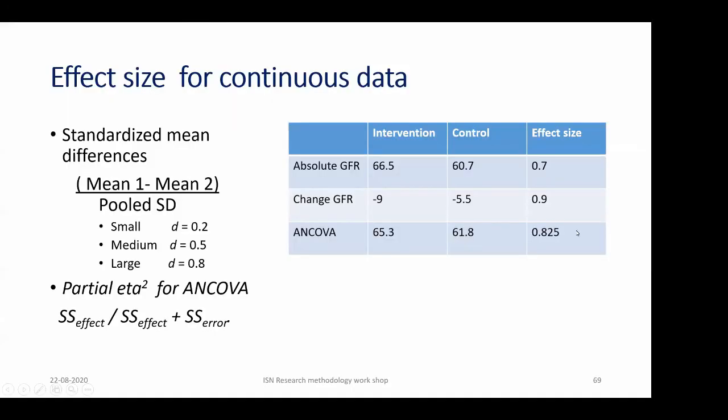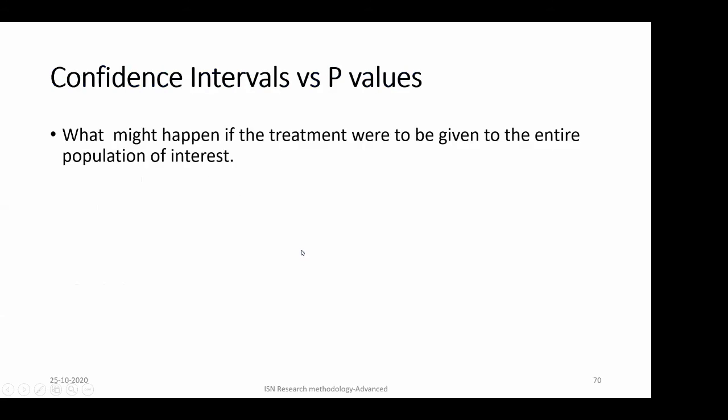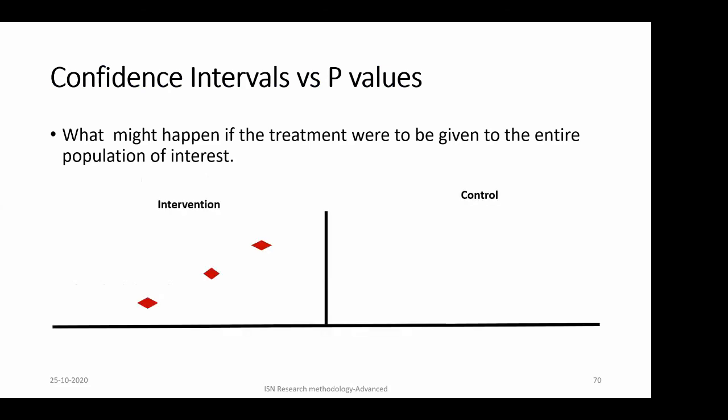answered by this particular model you have created. So the bigger the partial eta square, the better the effect size is going to be. Now another question is how to express the results, confidence interval versus p-values. I'm just showing the final results from a study, not from this study definitely. So you are getting three potential results.